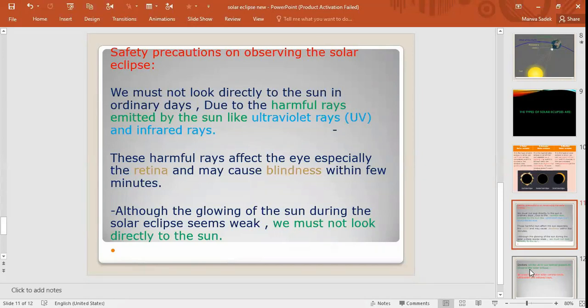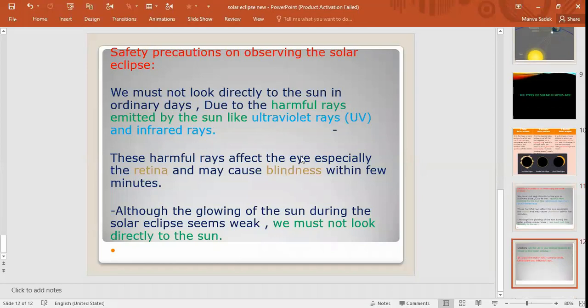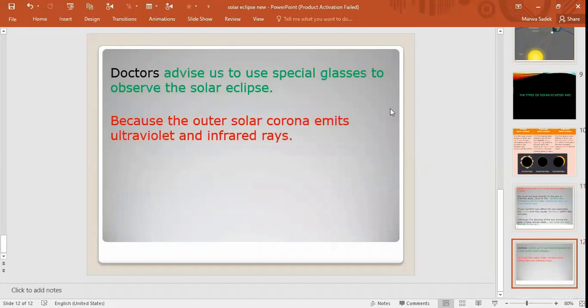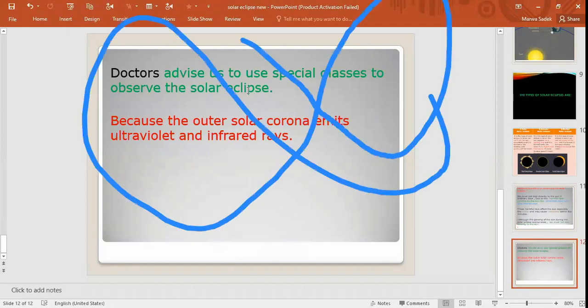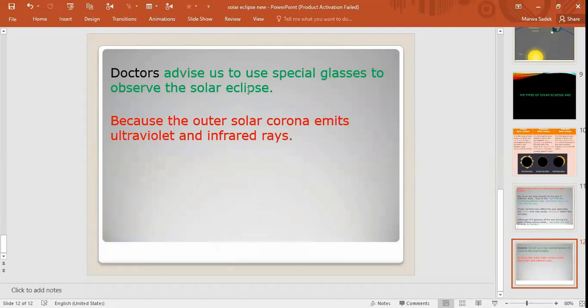Also, during the solar eclipse, the outer corona of the sun is still emitting harmful radiation, the infrared rays and ultraviolet rays. So it can cause blindness within a few minutes. So we have to use special glasses to observe the solar eclipse, to protect our eyes and our retina from the harmful radiation from the infrared rays and ultraviolet rays.